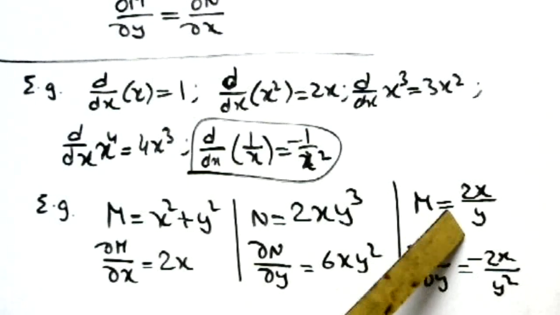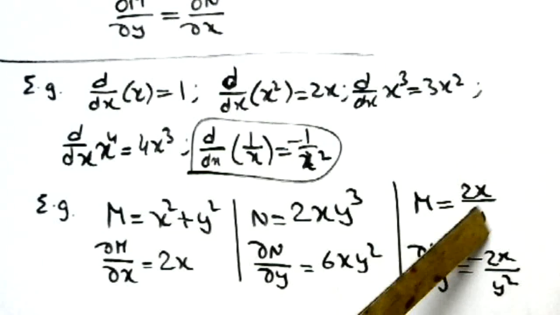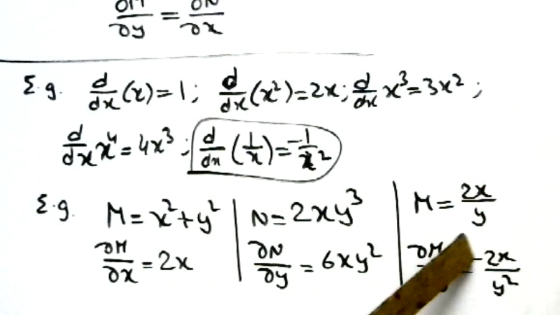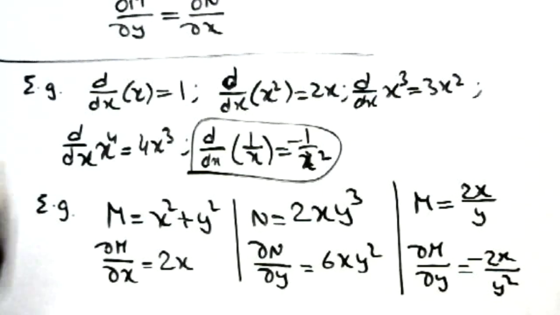In the same way, ∂M/∂y where y is in the denominator, that is 1/y. So d/dy of 1/y is minus 1/y square.